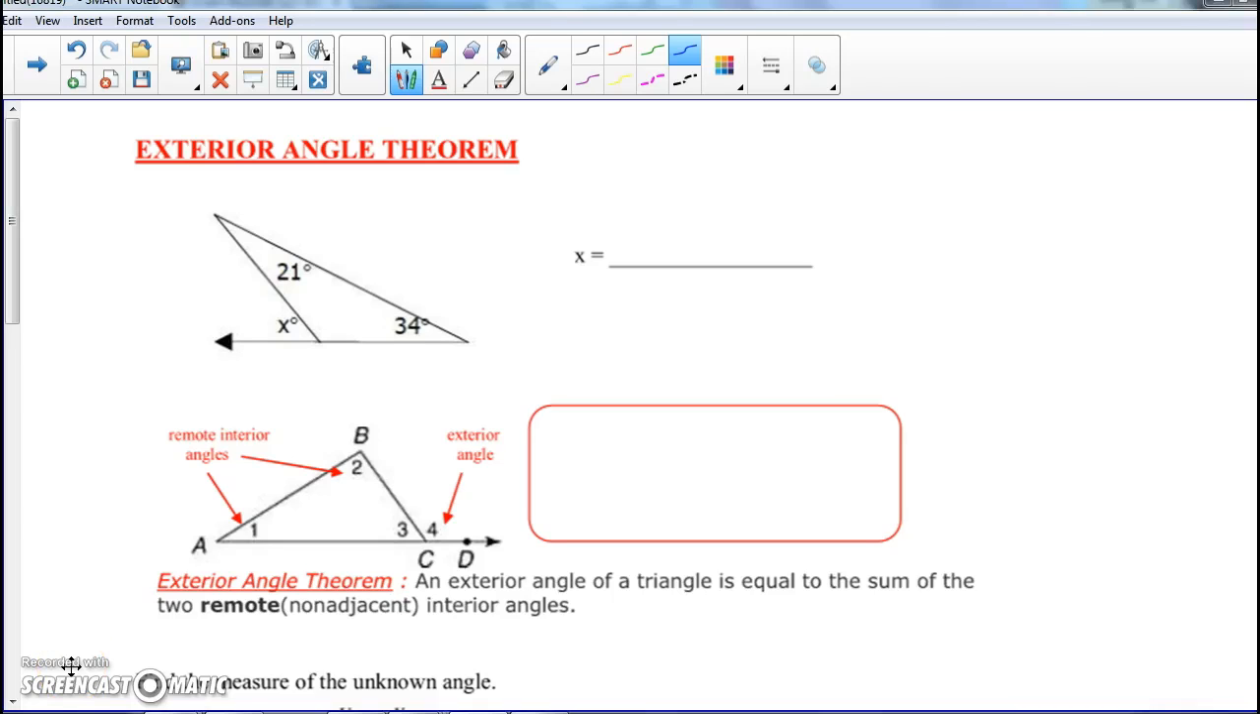In this video, we're going to go through the exterior angle theorem. You saw a little bit of this yesterday, but I just wanted to talk about it, and then they'll do a few problems.